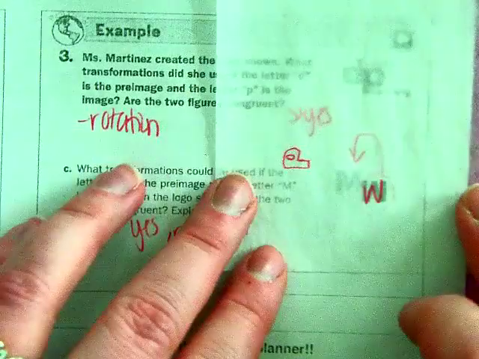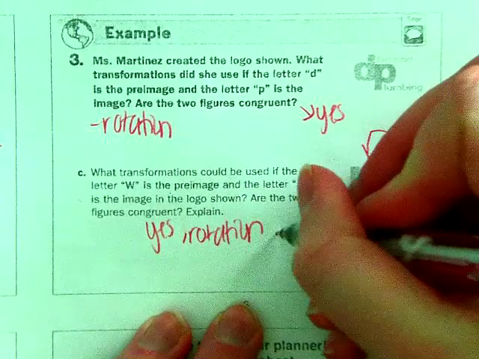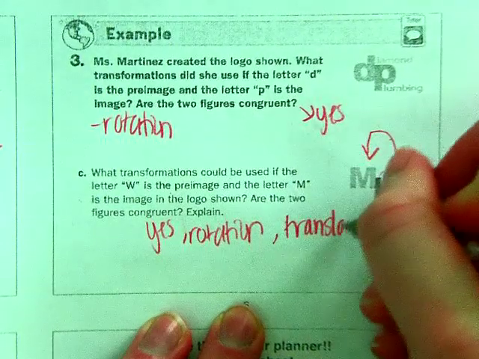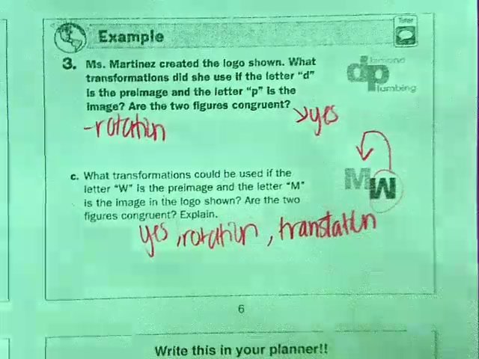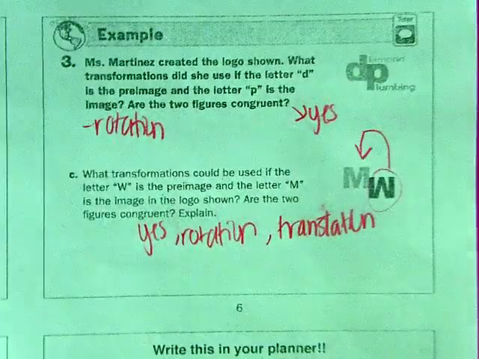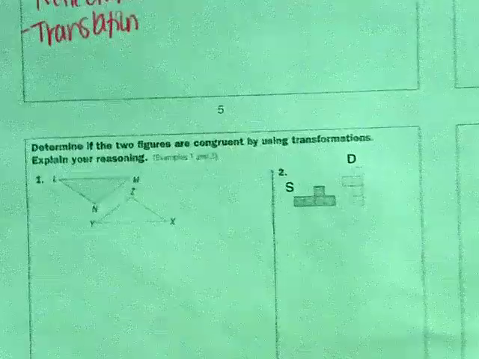Let's take a look. Here's my W. If I did a reflection, it would still be a W, so that would not work. So rotation, and again, you might say translation. Oops, I keep putting T's where there's none. Okay, a couple more. We write congruent statements, and we're done.